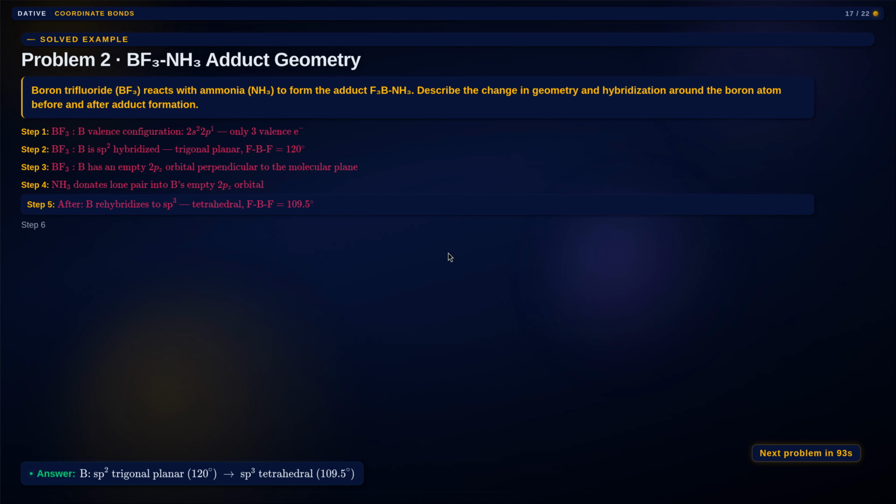Step 3. Boron has an empty 2pz orbital. Step 4. NH3 donates its lone pair into boron's empty 2pz orbital. Step 5. Boron rehybridizes to sp3, tetrahedral with 109.5-degree angles. Answer. Boron changes from sp2 trigonal planar, 120 degrees, to sp3 tetrahedral, 109.5 degrees.